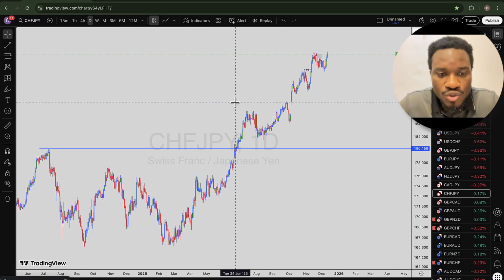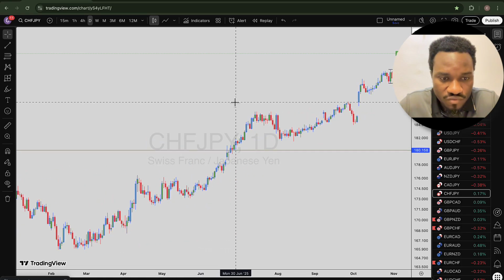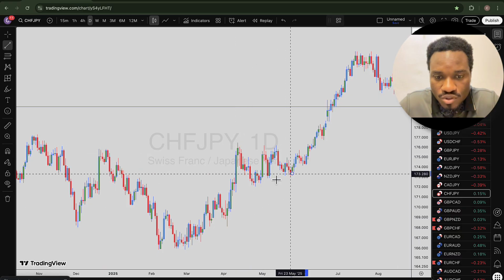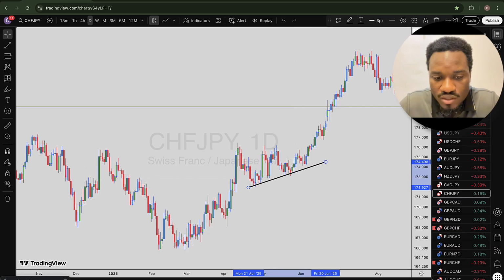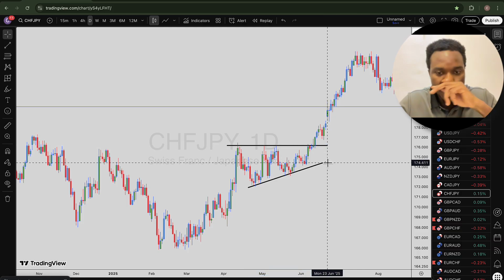On Swiss yen, trading is boring, so there's a higher chance you're going to be bored right now. Looking out for this pattern, we have an ascending triangle right here. For those who don't know an ascending triangle, from this low we've gone all the way up, and at the top we connect our trend line here. This is an ascending triangular formation.